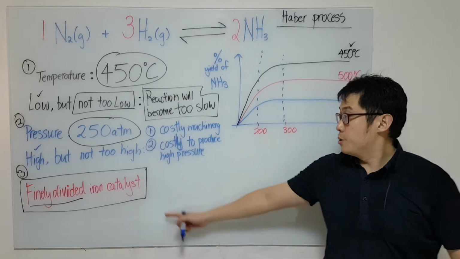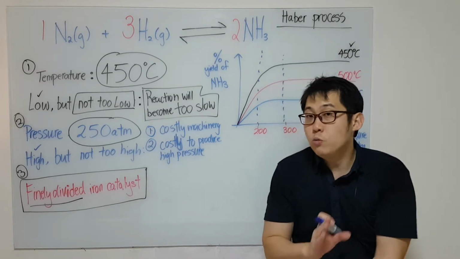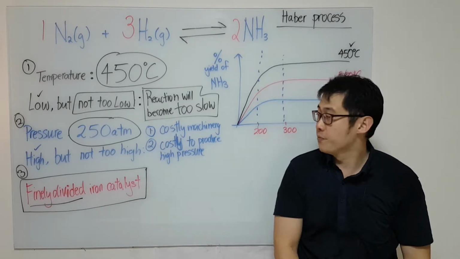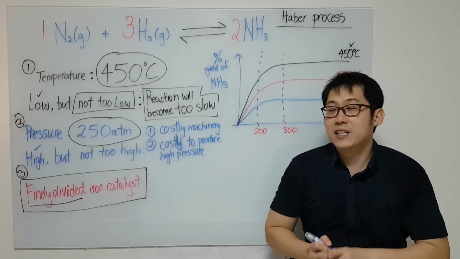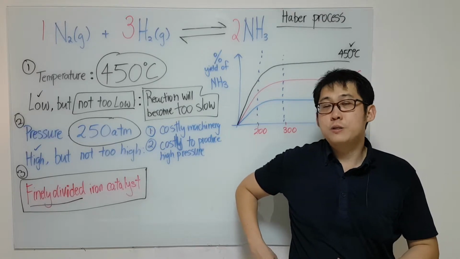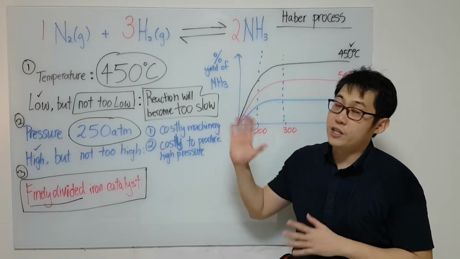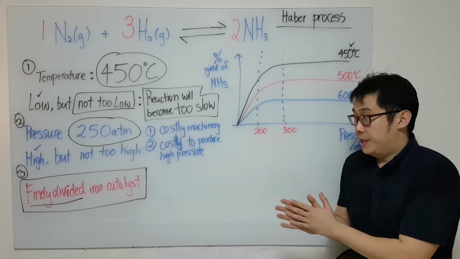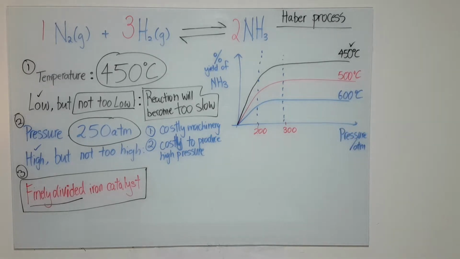Now, you also need the use of a catalyst. A catalyst is basically something that speeds up a reaction without itself being changed. You use a finely divided iron catalyst, and with these three conditions, you should be able to produce ammonia at a situation where you get just the right yield. Now, next, let me explain to you how to describe the Haber process.